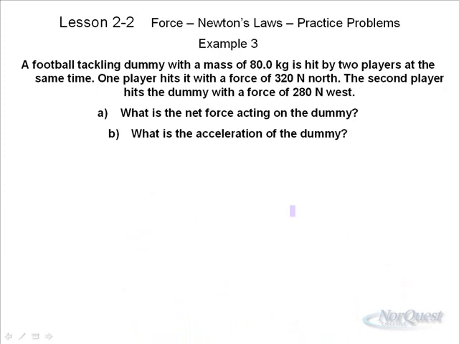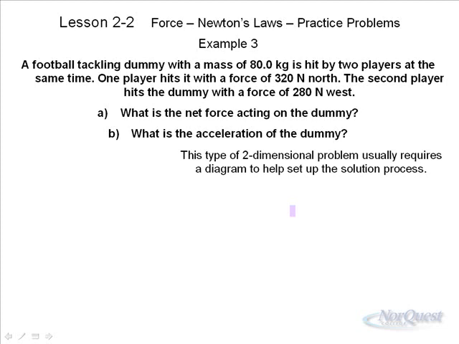All right, another example. A football tackling dummy with a mass of 80 kilograms is hit by two players at the same time. One player hits it with a force of 320 newtons north. The other player hits the dummy with a force of 280 newtons west. Now, the situation is that there are two forces acting on this tackling dummy. One is going north and the other one is going west.